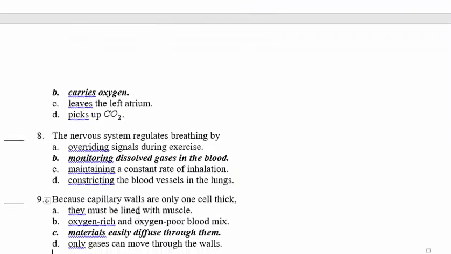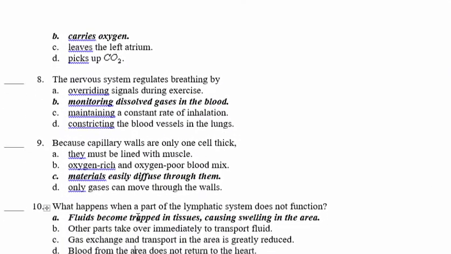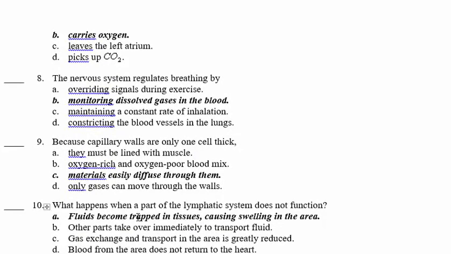Number 8, the nervous system regulates breathing by monitoring dissolved gases in the blood. So for example, if you hold your breath for a certain period of time, the receptors in your body are going to detect an increase in the levels of carbon dioxide and a decrease in the level of oxygen, and in this case it is going to push your nervous system to send a message to the respiratory system in order to make you breathe.